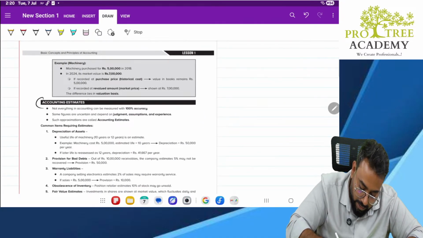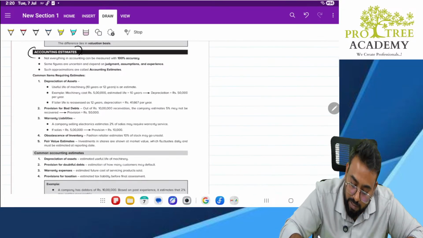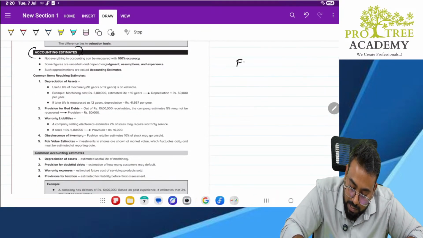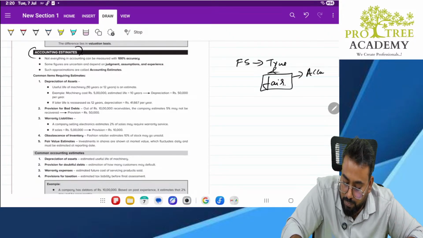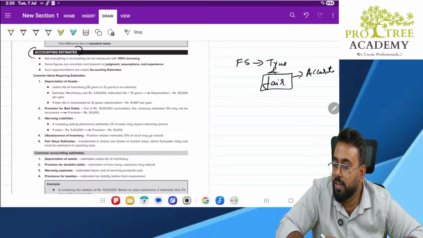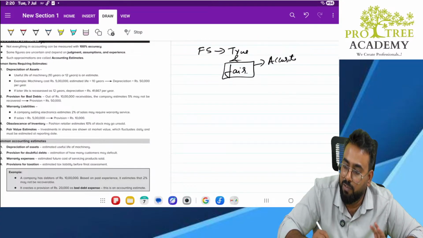Now coming to accounting estimates. Sir, what are accounting estimates? Now you remember the word I always use: financial statements should be true. Did I use the word accurate? Why, sir, can't we use accurate? The rule is simple, sir. Now I'll give one example.